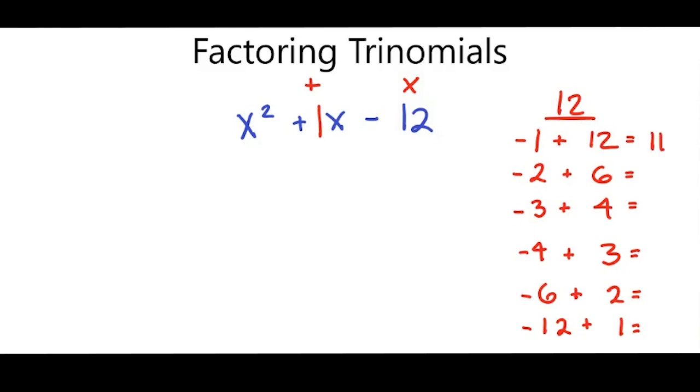11. Negative 2 plus 6 is 4. Negative 3 plus 4 is 1. Well, we already found it. Positive 1 is what we were looking for. So that means that the two numbers we're looking for that will multiply to be negative 12 and add to be 1 are negative 3 and 4.